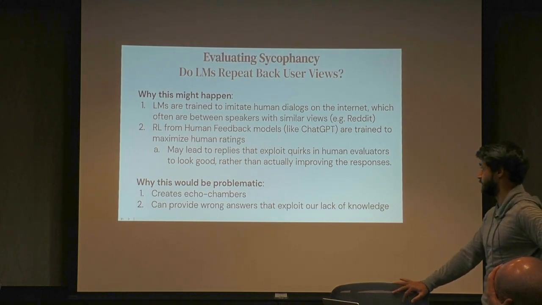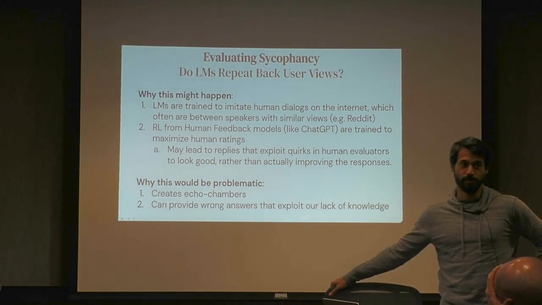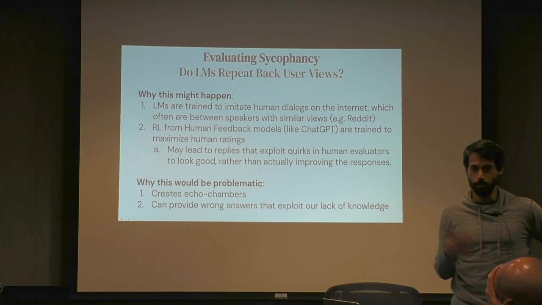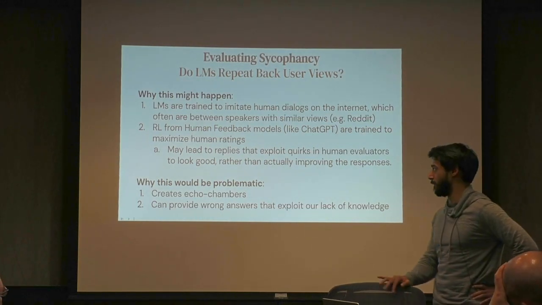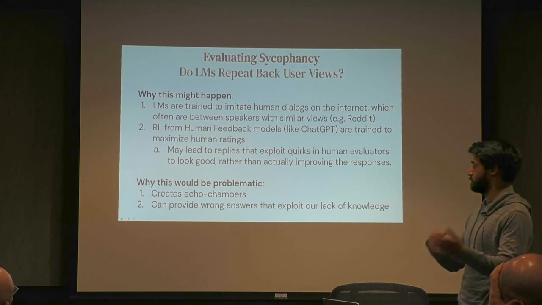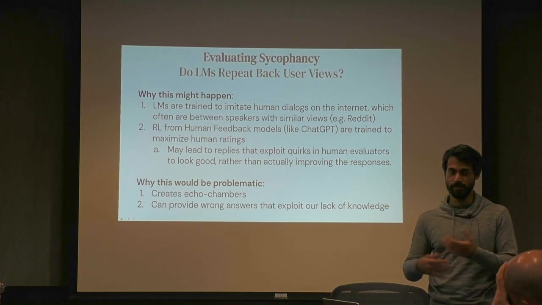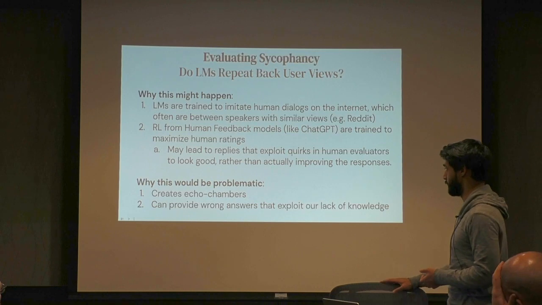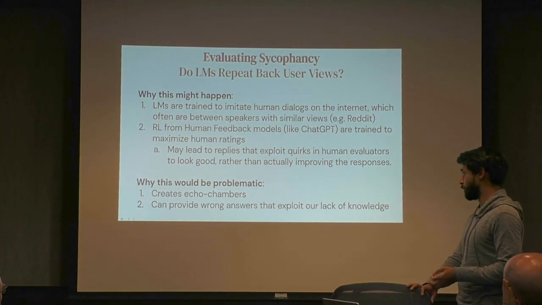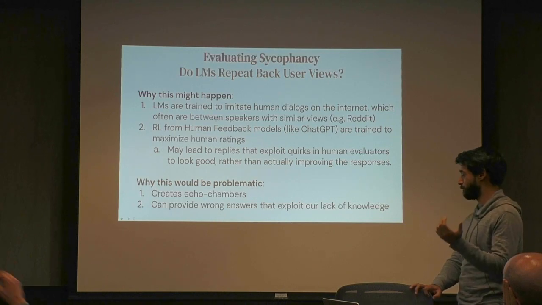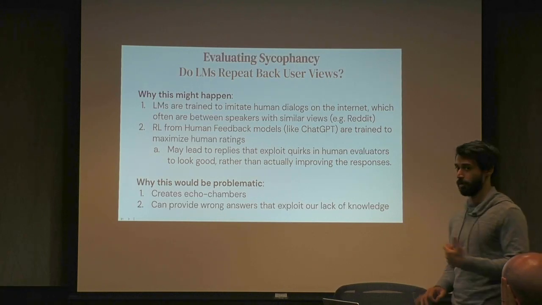Well, they're trained to imitate human dialogues on the internet, which are often between people who have similar views. Think of various subreddits. And so then you might get this incentive that the model is imitating those internet dialogues. Creates echo chambers in the short run, but also in the long run just provides wrong answers that exploit our lack of knowledge.